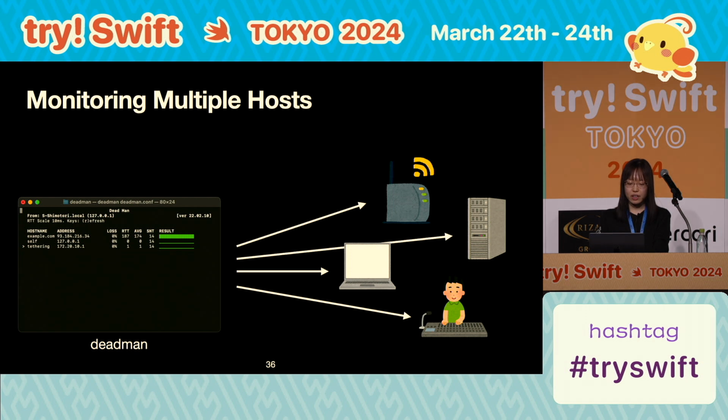For this reason, I usually use an open source ping tool called DetNam to monitor a conference network. This tool is coded in Python. It sends ping to multiple devices and displays the results in a text user interface called ncurses. How can we implement this program in Swift?